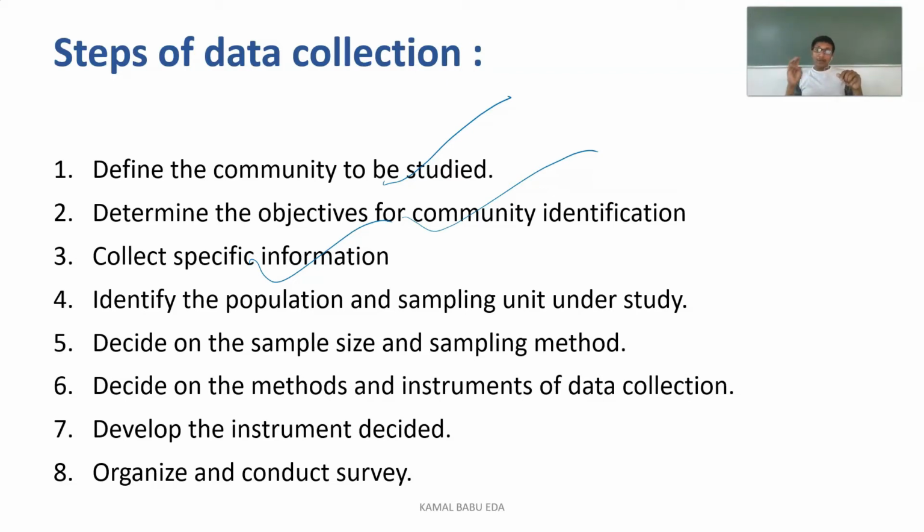And you have to identify the population and sampling unit under study. So what type of population needs to be studied has to be identified, whether based on the age group, the gender group, or the risk factor group. You need to identify the population and sample that population. Next, you should decide the sample size and sampling method.